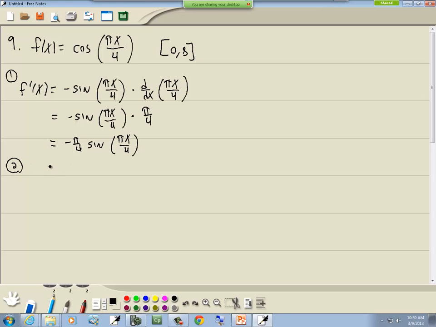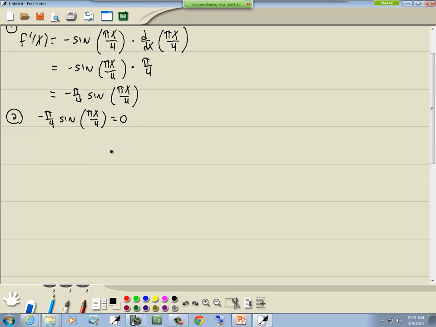Step 2, set that equal to 0. So I've got negative pi over 4 sine of pi x over 4 equal to 0. Now I can divide both sides by negative pi over 4, and it would disappear. It's just a number. So we're left with sine of pi x over 4 is equal to 0. Since this is more than just a single x, we can't look it up on our unit circle directly. What we're doing is looking where sine of something is equal to 0.